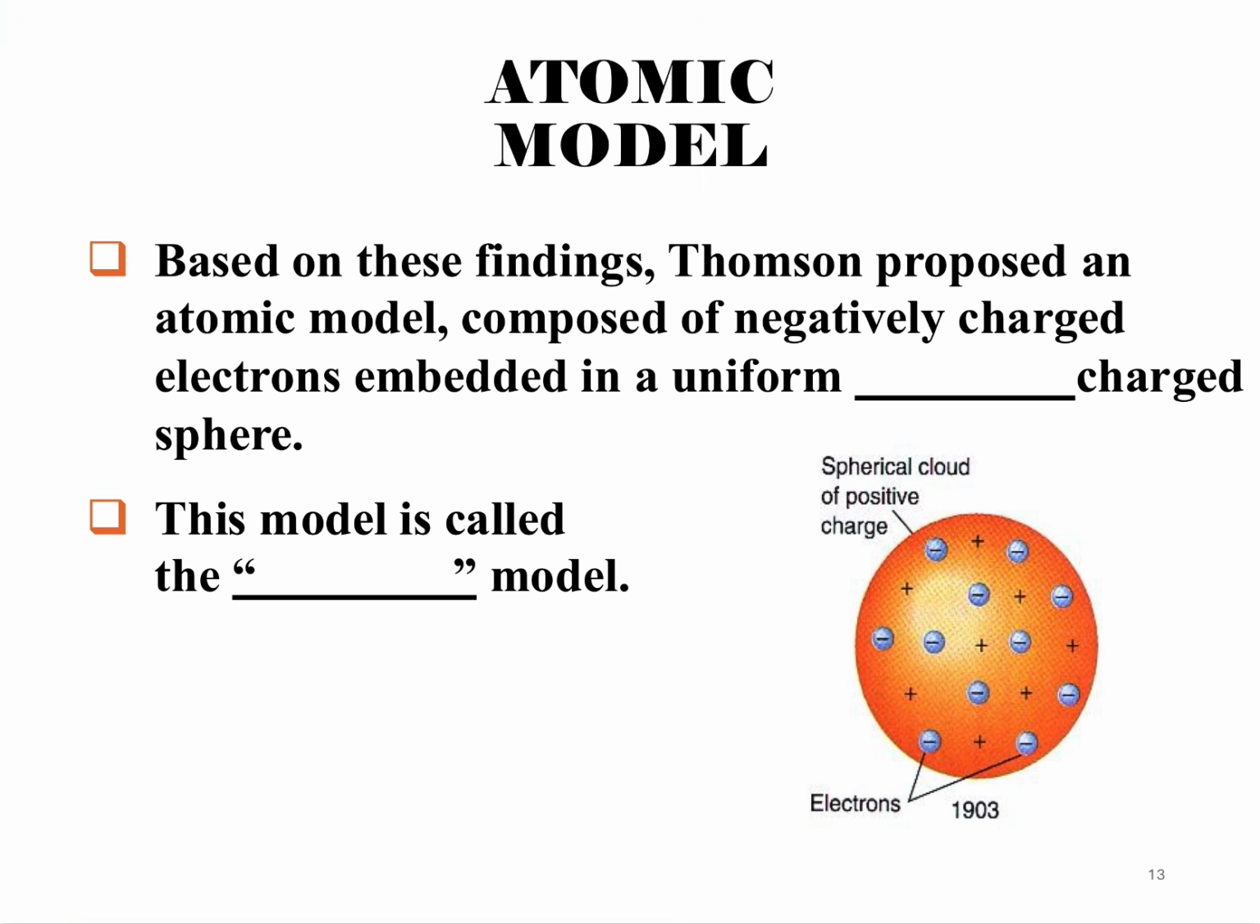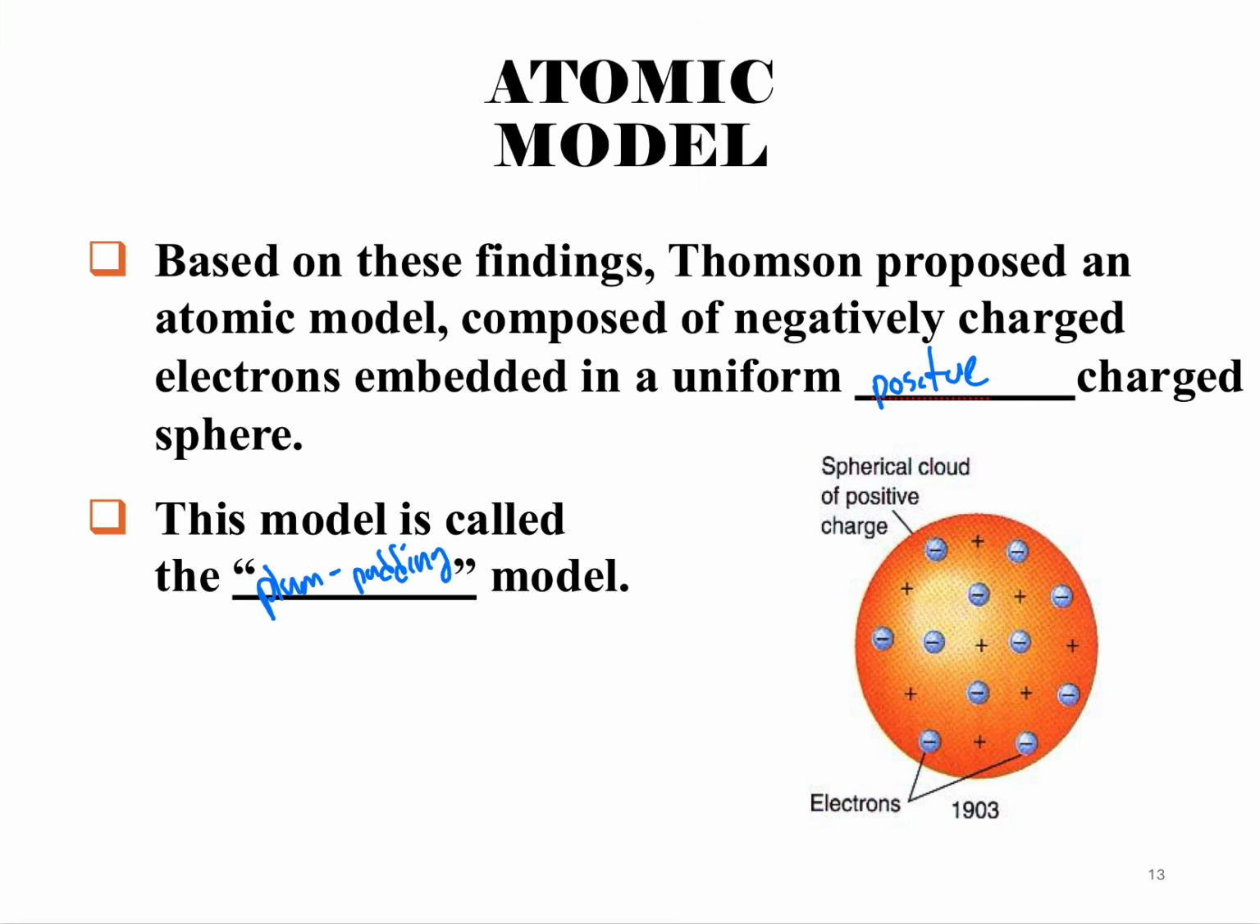Based on his findings, Thomson proposed an atomic model where you basically have a uniform sphere of positive charge that has little electrons inside of it. This is called the plum pudding model. We have a uniform sphere that represents the pudding, and then there are little plum electrons in there that can move around within this uniformly positively charged sphere.